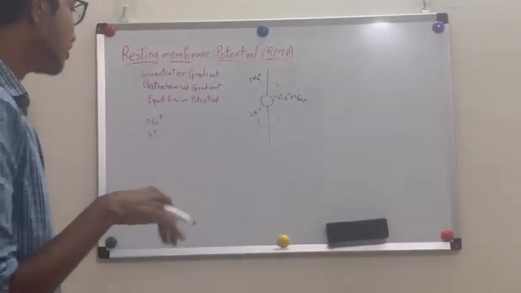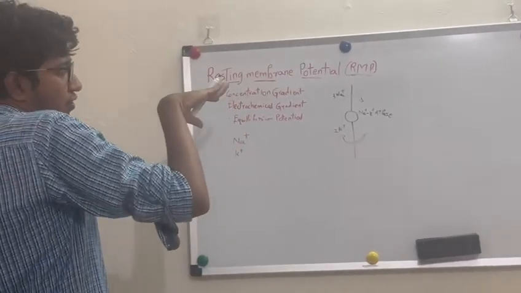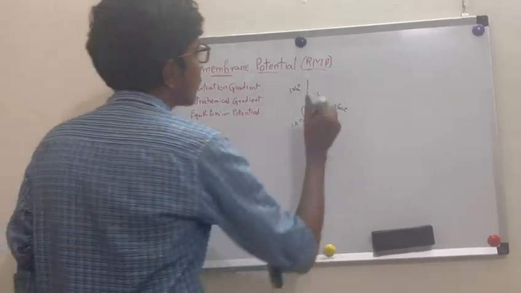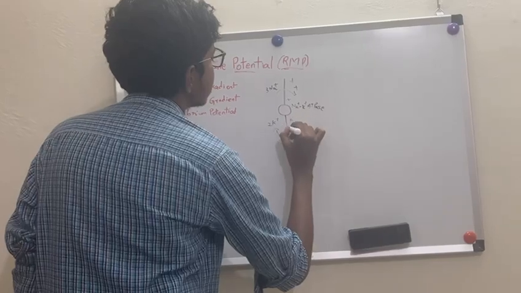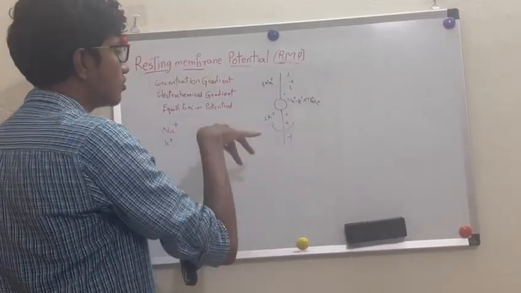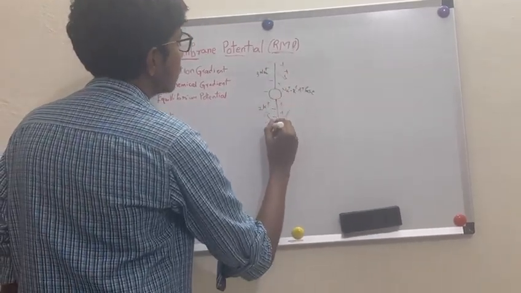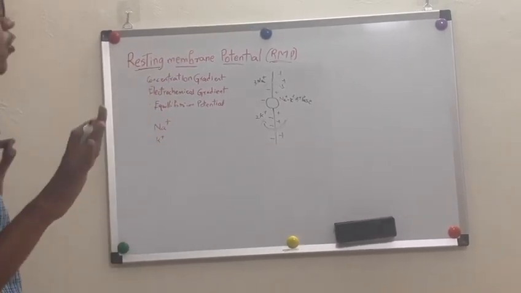As 2 positive ions are transferring from outside of the cell to inside of the cell and 3 positive ions are transferring from inside of the cell to outside of the cell, there is an accumulation of positive charge on the outside of the cell and there is an accumulation of negative charge on the inside of the cell. So we say that the cell is polarized.